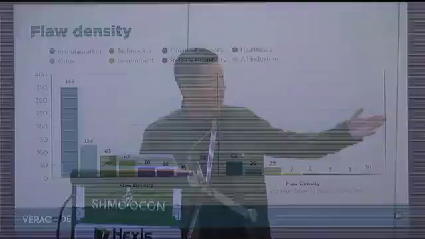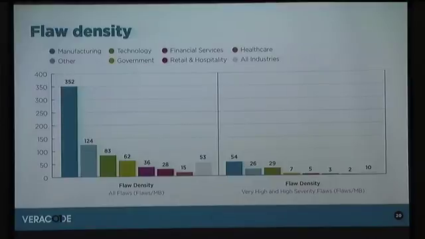Just math, right? So I'm giving you these industry comparison charts, and I'm immediately telling you not to read too much into them. Like manufacturing, which is on the very left there, it's very high. It's 352, what's the flaws per megabyte? And healthcare is really low. Does that mean that manufacturing companies write really, really bad code? I mean, maybe they do, but probably not 23 times worse than healthcare.